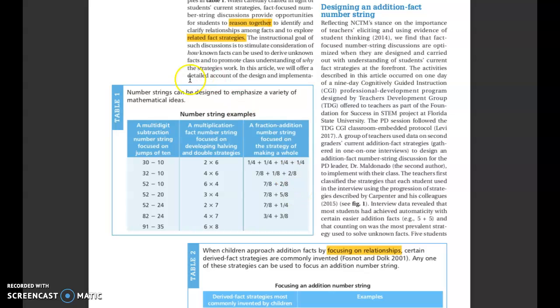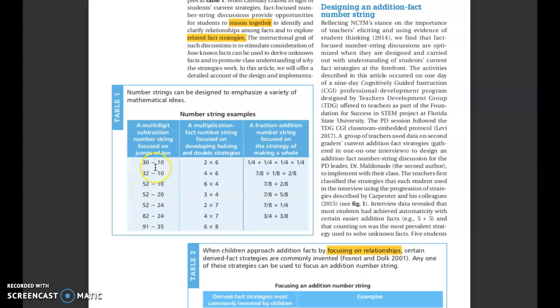Examples of number strings. One is a subtraction, a multiplication, and a fraction one. You can see that the entry point for the subtraction one is 30 minus 10, and by the end they will be subtracting 91 minus 35. While this strategy is still new and difficult for me to comprehend, you can see how they progress through the related problems with the string.